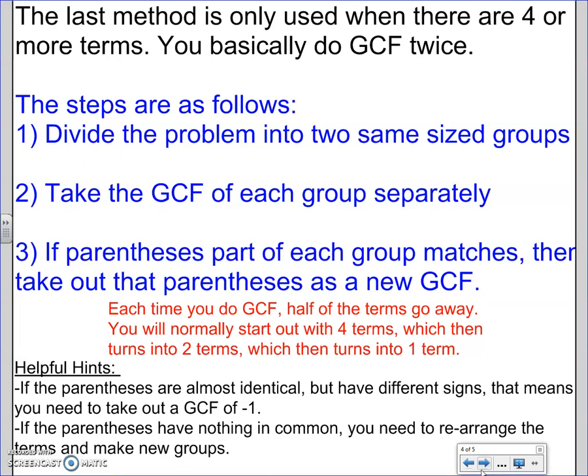Basically, every time you do GCF, half the terms go away. So we start at 4, it'll turn to 2. We do it again, it turns to 1, and we want 1 term because that's going to be factored form. Some hints are, if the parentheses are almost identical but have different signs, you need to take out a GCF of -1 to make the signs match. And if the parentheses have nothing in common, you got to rearrange the terms and make new groups.